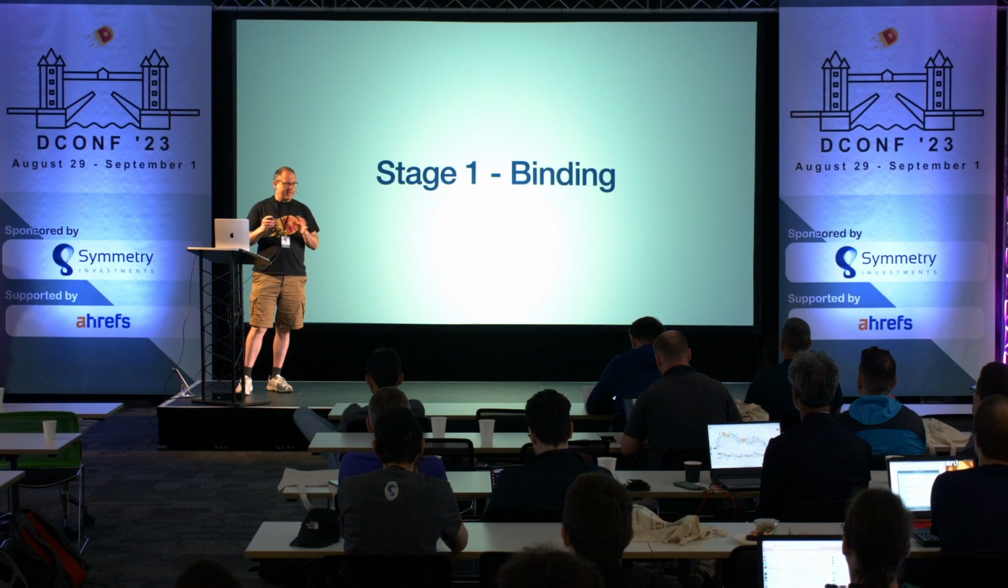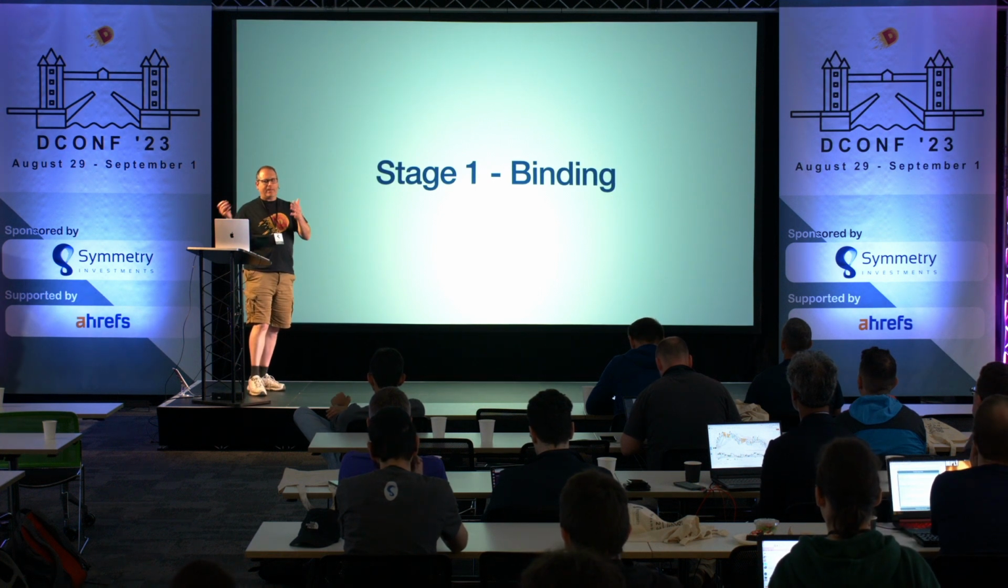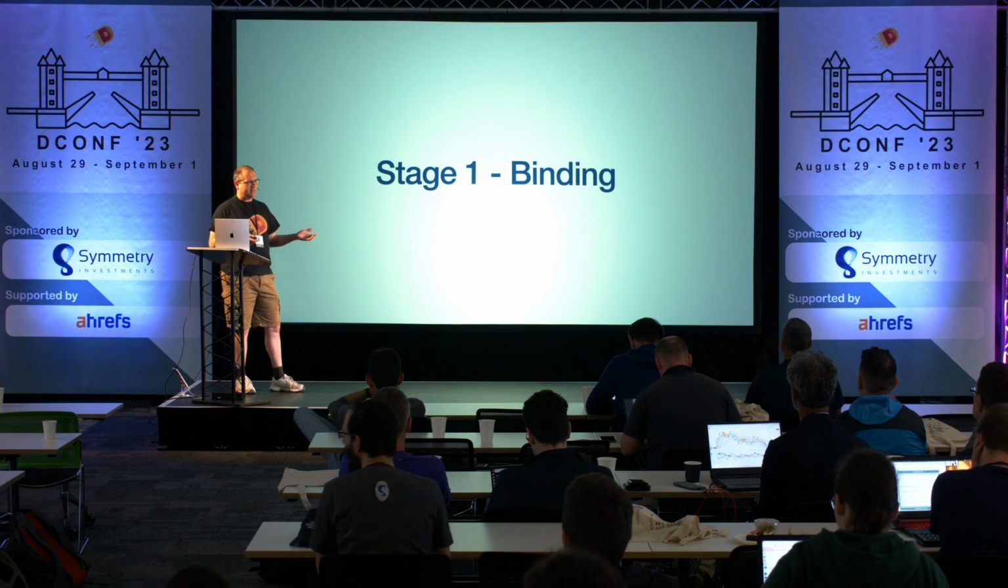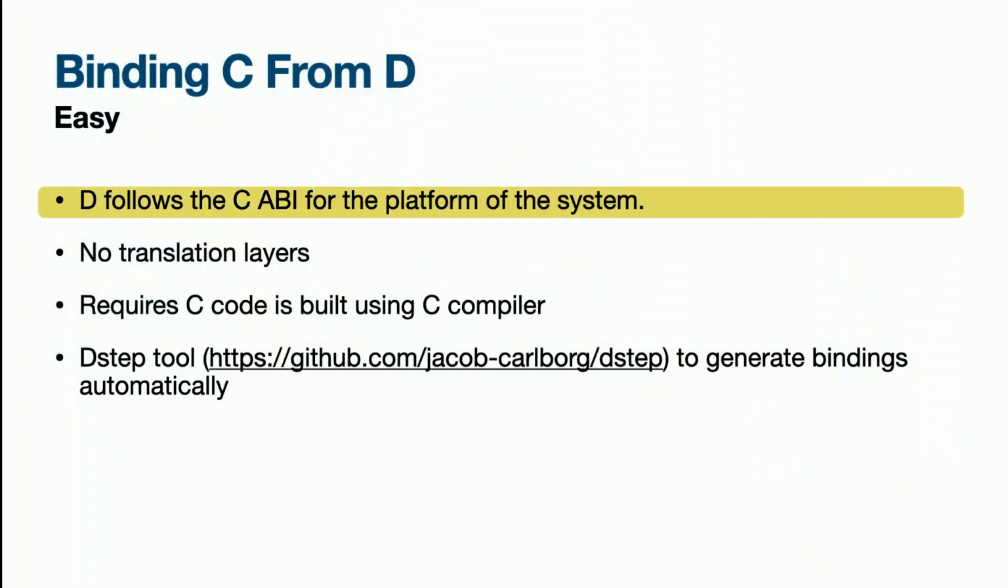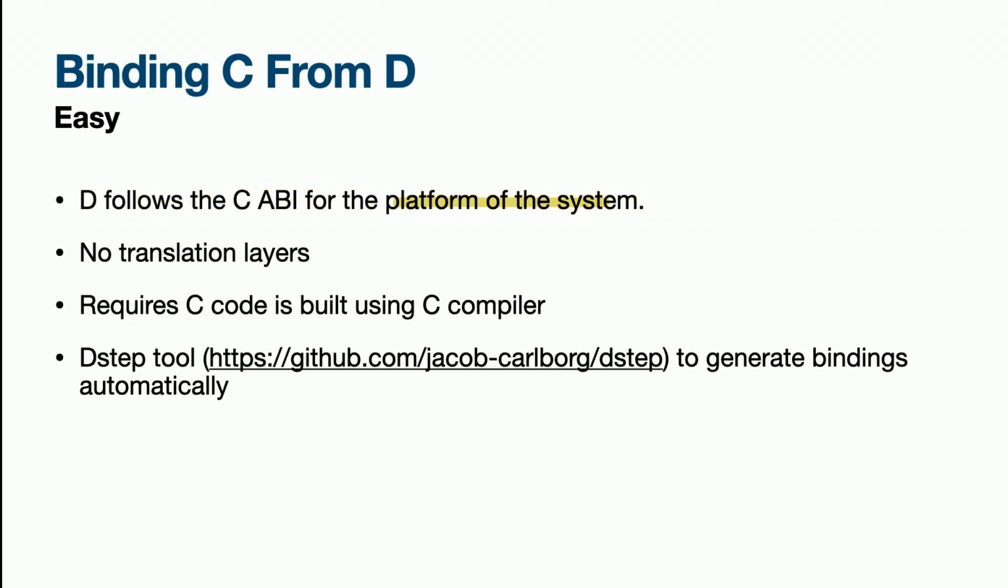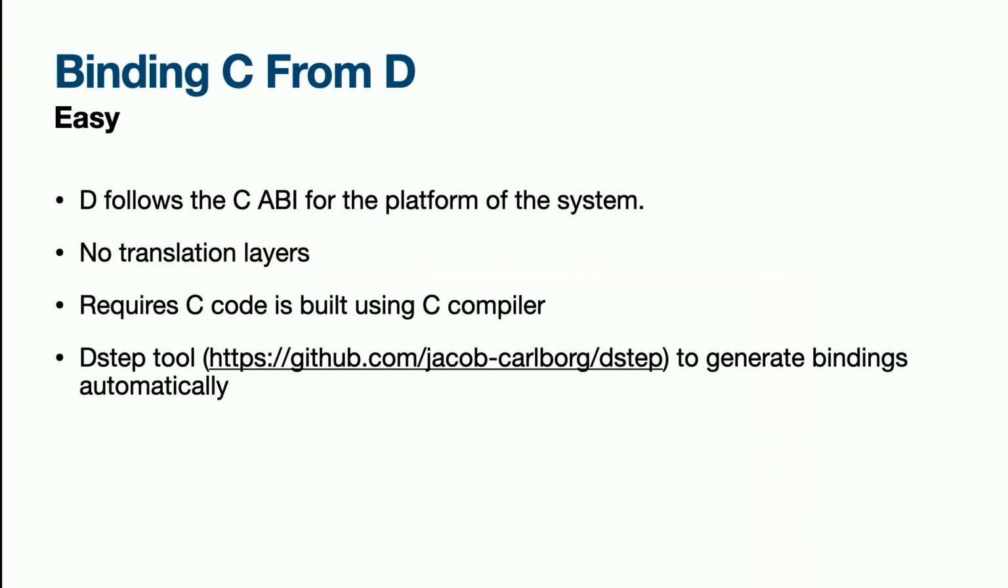All right, so the first stage in our journey here is how do we do bindings? How do we bind from a D program to C code? D follows the C ABI of the platform of the system, which is really nice. You don't have to do any translation layers or FFI or any of that stuff. It requires that C code is built using the C compiler for the moment.